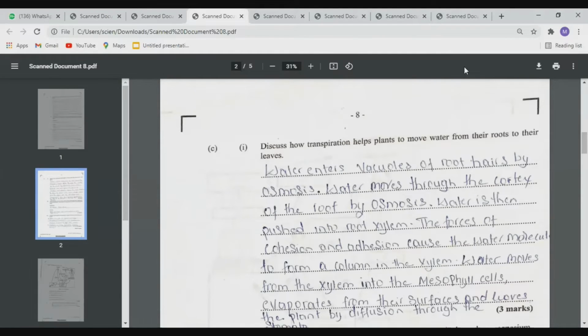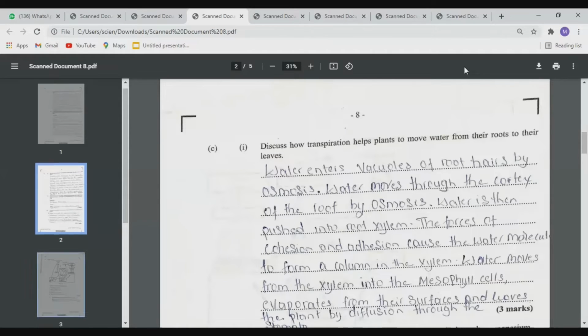The forces of cohesion and adhesion cause the water molecules to form a column in the xylem. Water moves from the xylem into the mesophyll cells, and then it evaporates from their surfaces and leaves the plant by diffusion through the stomata. Please know that the mesophyll cells are actually in the leaves. So it moves from the xylem into the mesophyll cells in the leaf, and then it evaporates from the leaf if it's not used in photosynthesis.